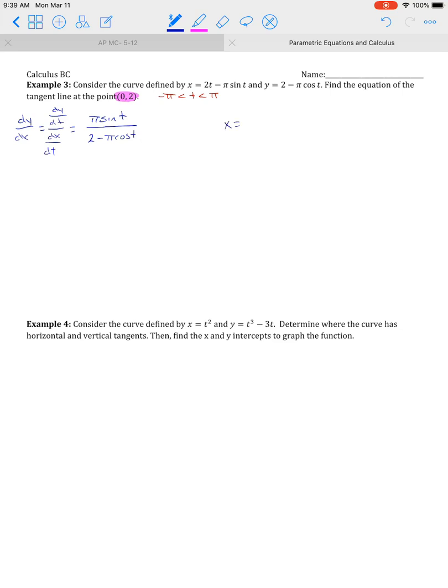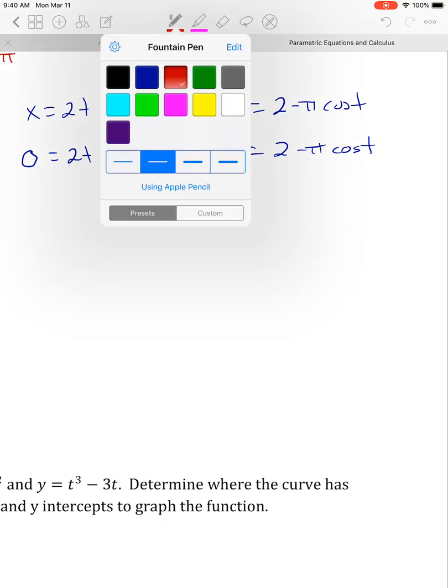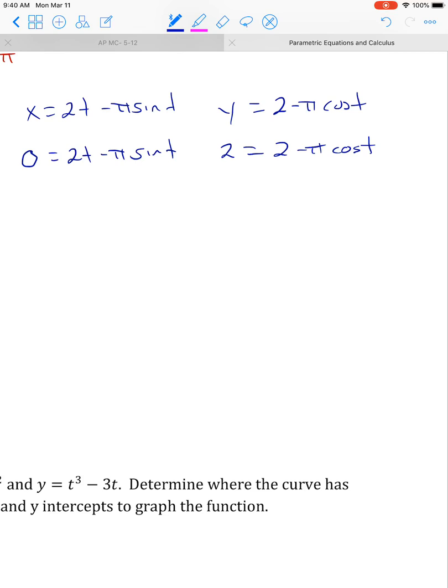So I have to say, well, x is 2t minus pi sine t, and y equals 2 minus pi cosine t. So I need x to be 0 and y to be 2, according to my ordered pair, 0, 2. So what I need is the t value that's going to simultaneously make both of these true. There could be multiple t's that make different ones true, but I need the one that's going to make them both true. Okay, so I'm going to have to solve one. One will generally be easier to solve than the other. On the right, if you subtract 2 and then divide by negative pi, you get cosine of t equals 0.